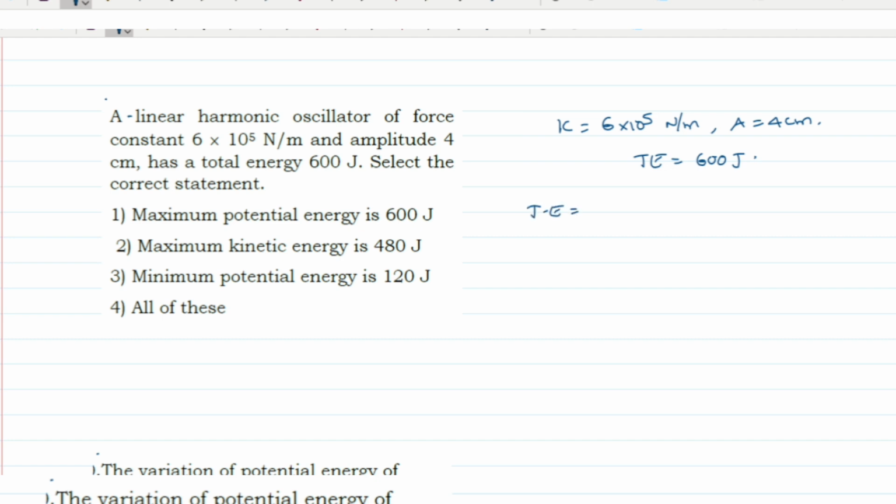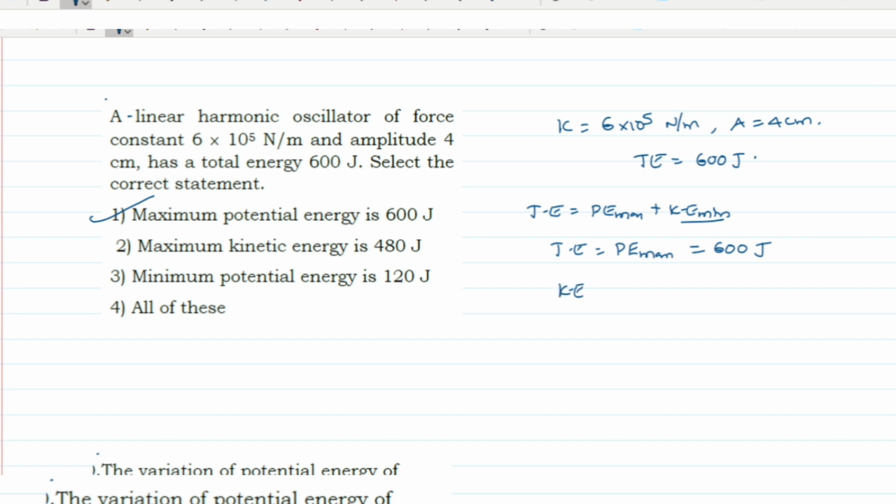So total energy is nothing but potential energy maximum plus kinetic energy minimum. Kinetic energy minimum is nothing but 0. So total energy is nothing but potential energy maximum, which is 600 joules. So for maximum potential energy, the first option is going to be satisfied.